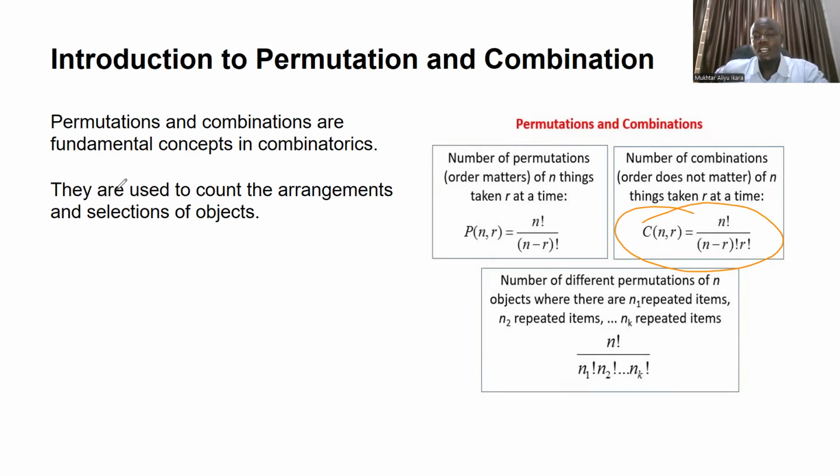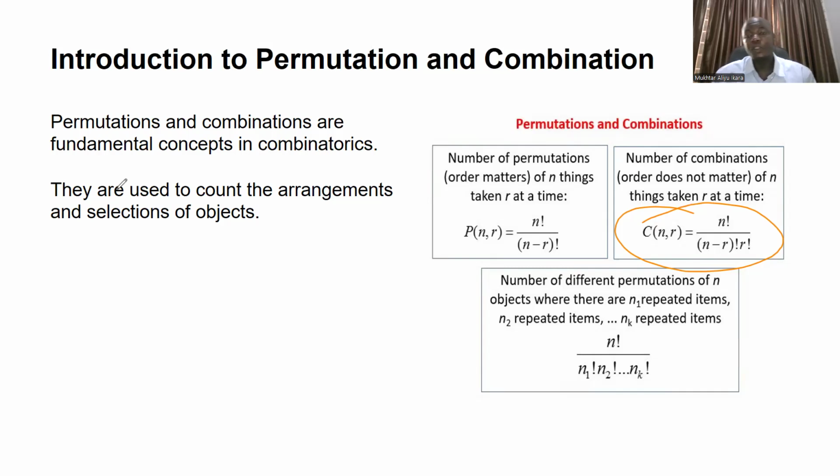And then in addition, we can also have the number of different permutations of N objects where there are N1 repeated items, N2 repeated items, and up to Nk. In that situation, you use this formula: the number of different permutations is N factorial all over N1 factorial, N2 factorial, and then Nk factorial. So this is how we calculate the number of different permutations.